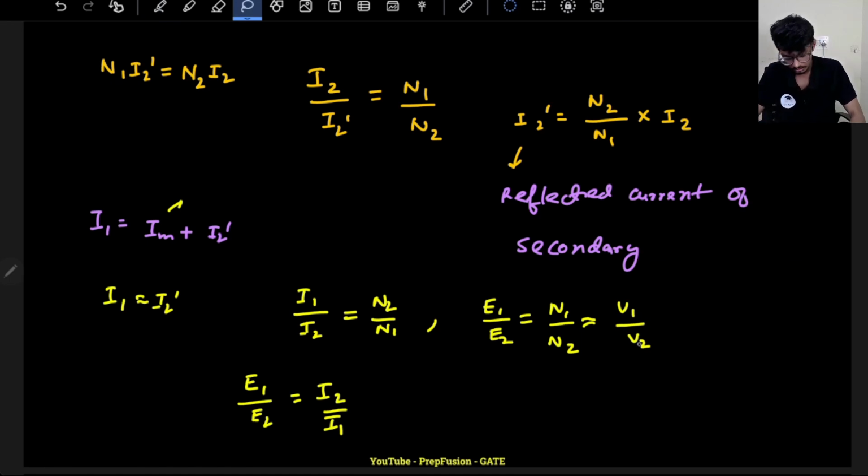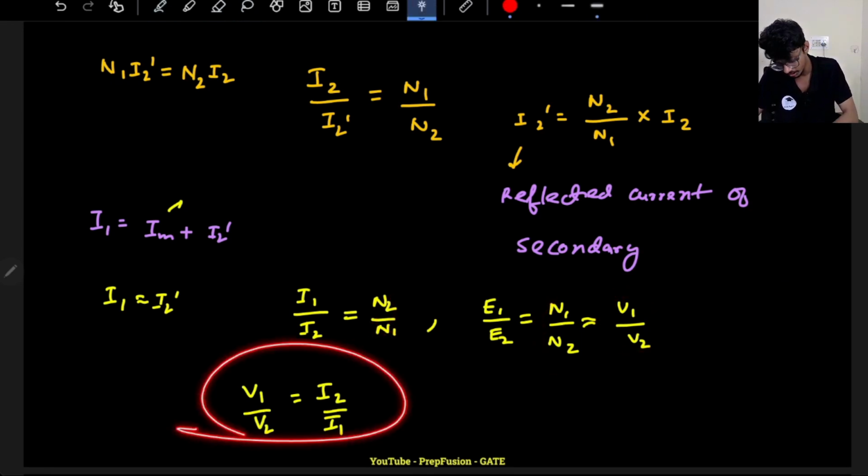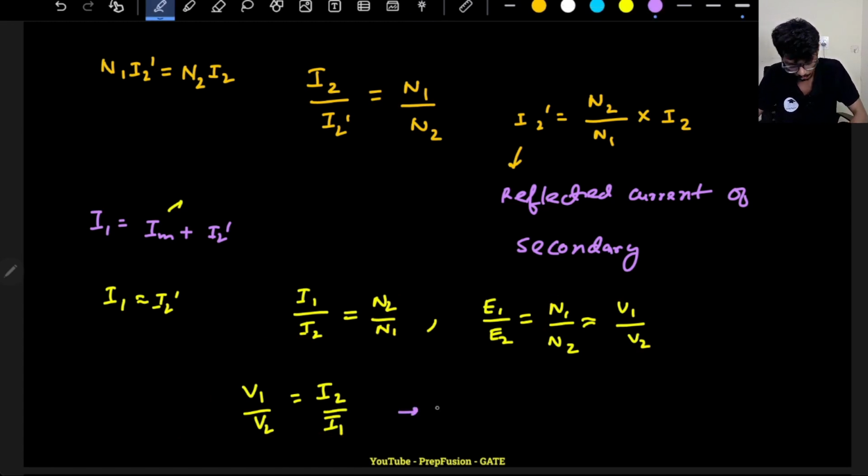Okay, so this I can rewrite as V1 over V2, because these two are equal, right? So I2 over I1 is N1 by N2, and V1 over V2 is also N1 by N2. So these two are equal. So from here I get a very, very important equation, that V1 into I1 is equal to V2 into I2. So basically V into I is simply the volt-ampere rating. So the volt-ampere of 1 is equal to the volt-ampere of the second.